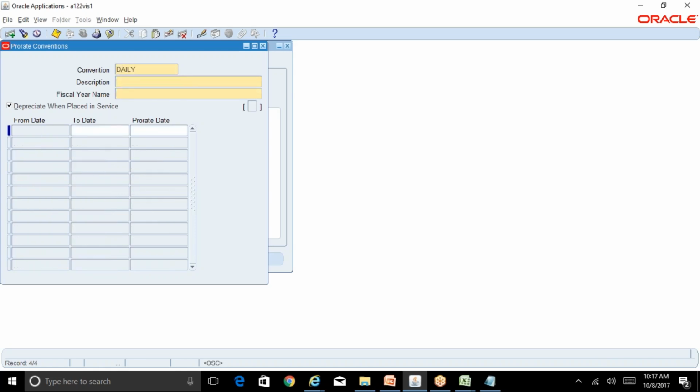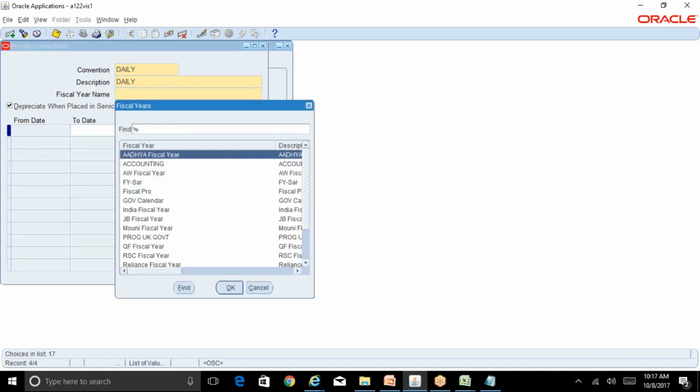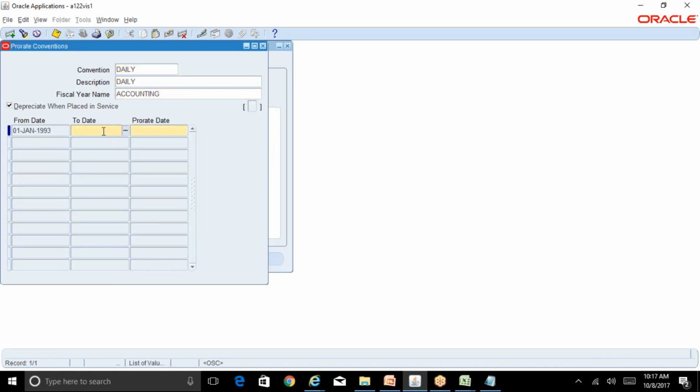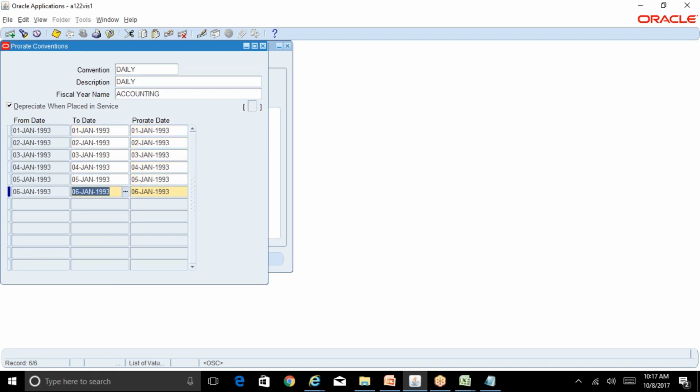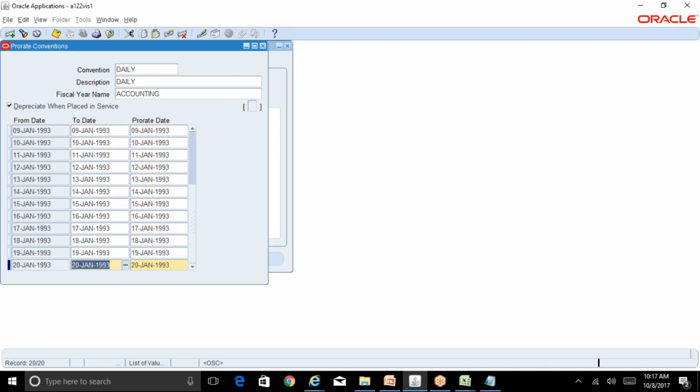Daily. I will pick up some other fiscal year instead of our Reliance fiscal year. I'll pick up something else. See, I'm just pressing a down arrow. So for 1 year, I should be able to complete within not even 5 minutes. I think just hardly 2 or 3 minutes.